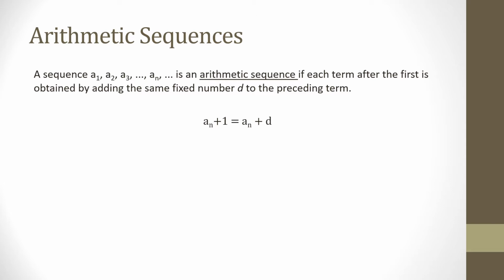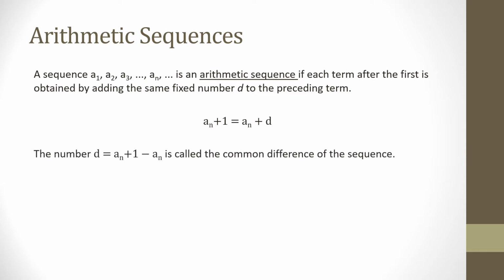So a sub n plus 1 is equal to a sub n plus d. So d is equal to a sub n plus 1 minus a sub n, which is the common difference. Yan. So yun yung sinasabi ko kanina. Explain ko naman.